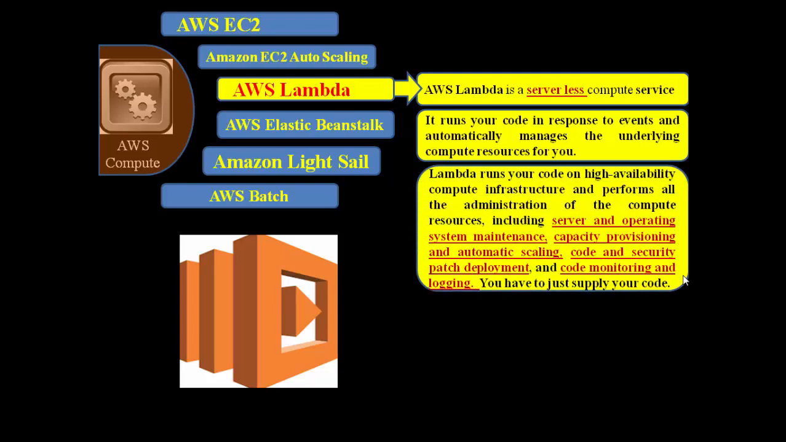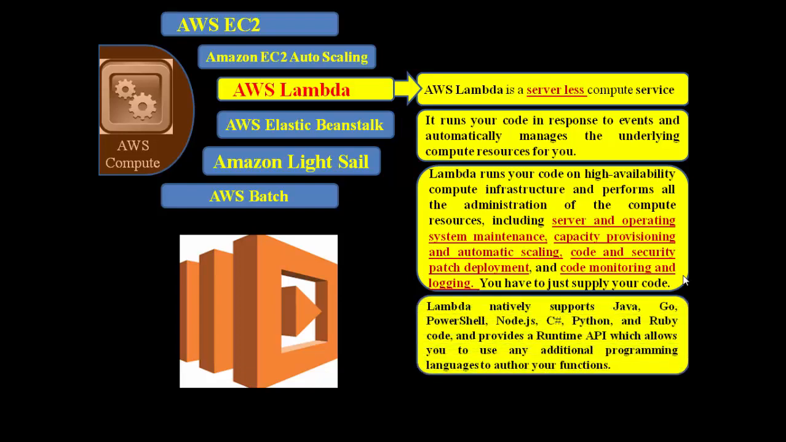Once we supply our code, AWS Lambda runs your code on high availability compute infrastructure and performs all the administration of the compute resources. It includes server and operating system maintenance, capacity provisioning and automatic scaling, code and security patch deployment, code monitoring, etc. It means that we have to just supply our code. The rest of the things will be managed by AWS Lambda.